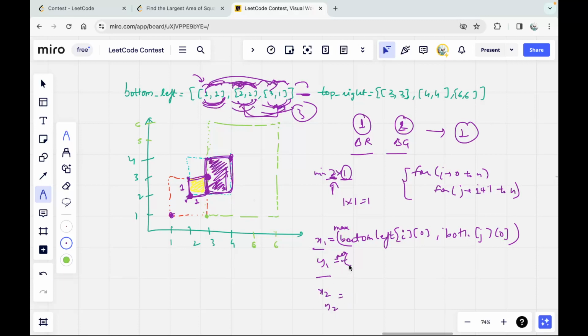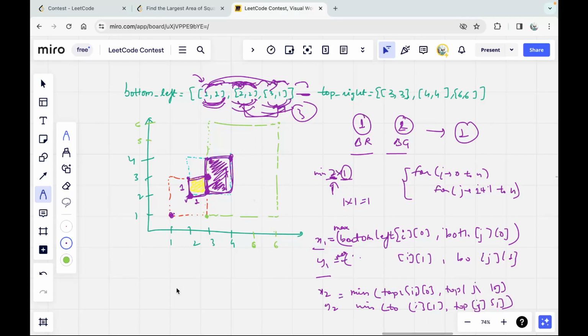So here y1 is going to be the maximum of bottom left of i comma 1, right? And bottom left of j comma 1, right? This is the y coordinate. Then x2 is going to be the minimum out of what? Minimum out of top right of i comma 0 and top right of j comma 0, and y2 is going to be the minimum of top right of i comma 1 and top right of j comma 1, right?